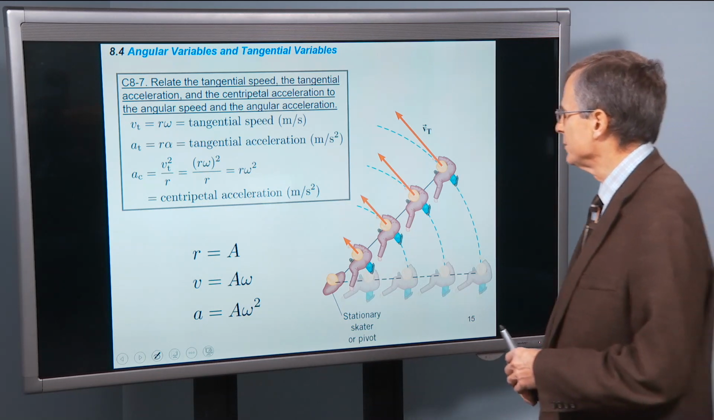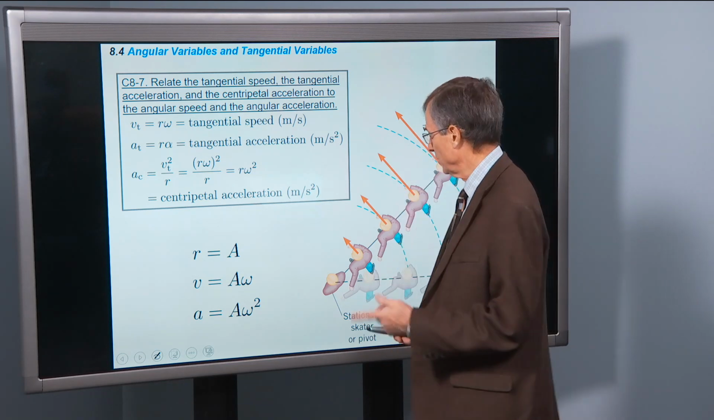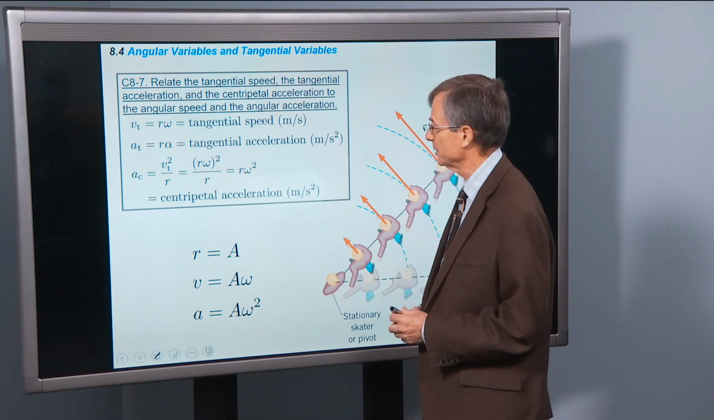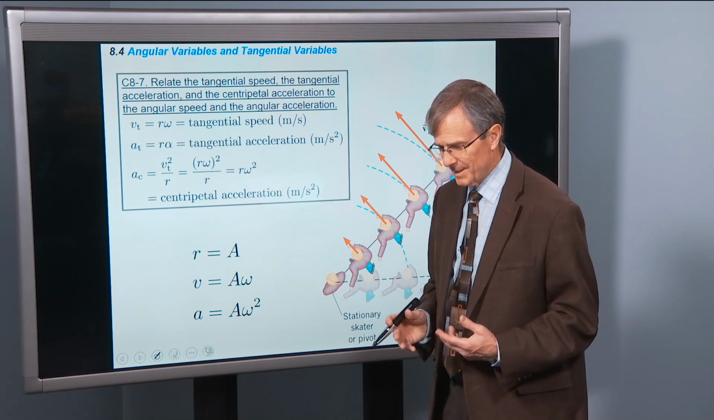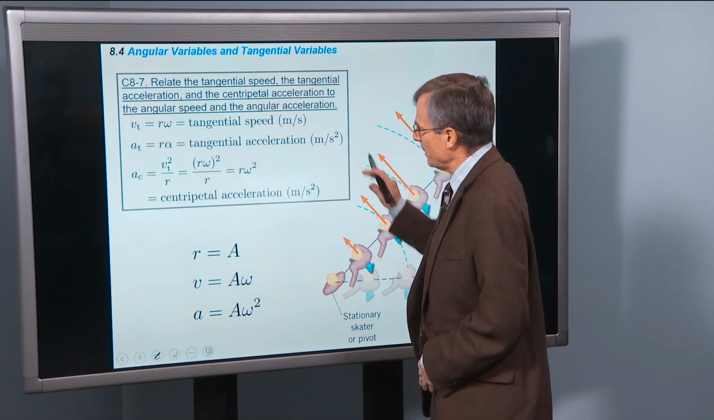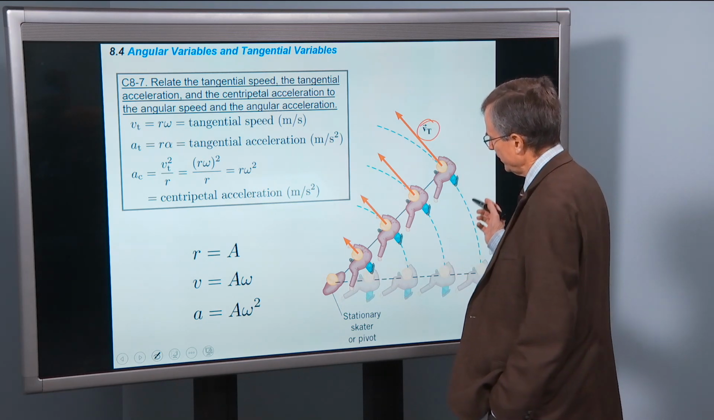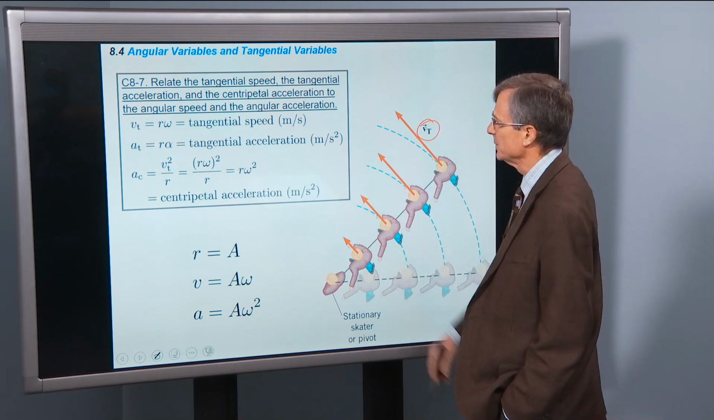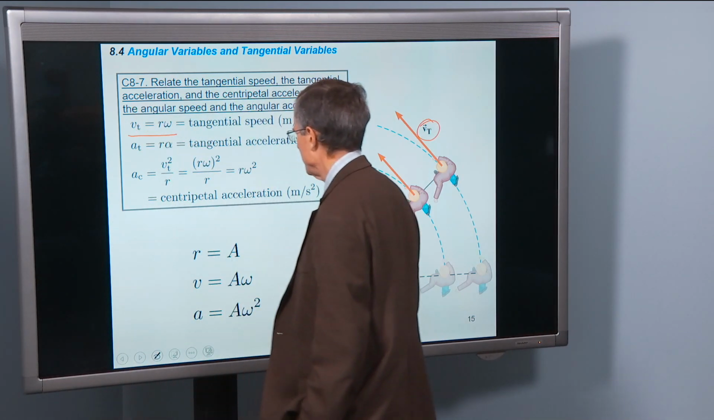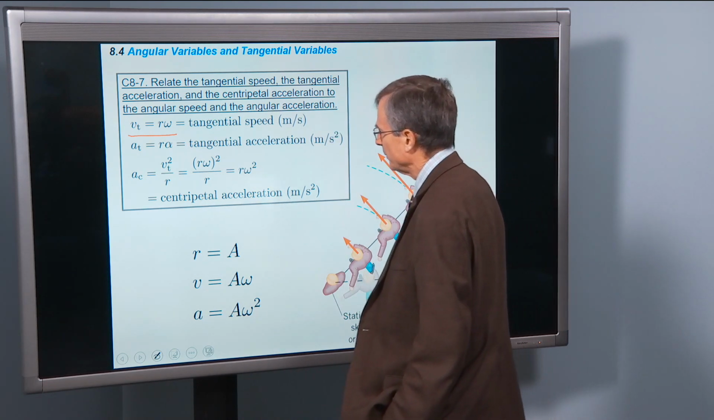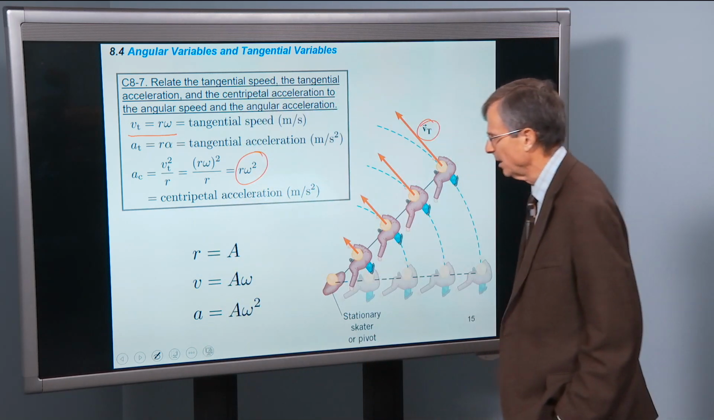Just a reminder from Chapter 8. We'll need these concepts in order to fully appreciate simple harmonic motion. So remember this concept where we talked about the tangential speed of an object undergoing uniform circular motion. We found that the tangential speed is r times omega. The other piece of this that we're going to need is the acceleration, r omega squared.